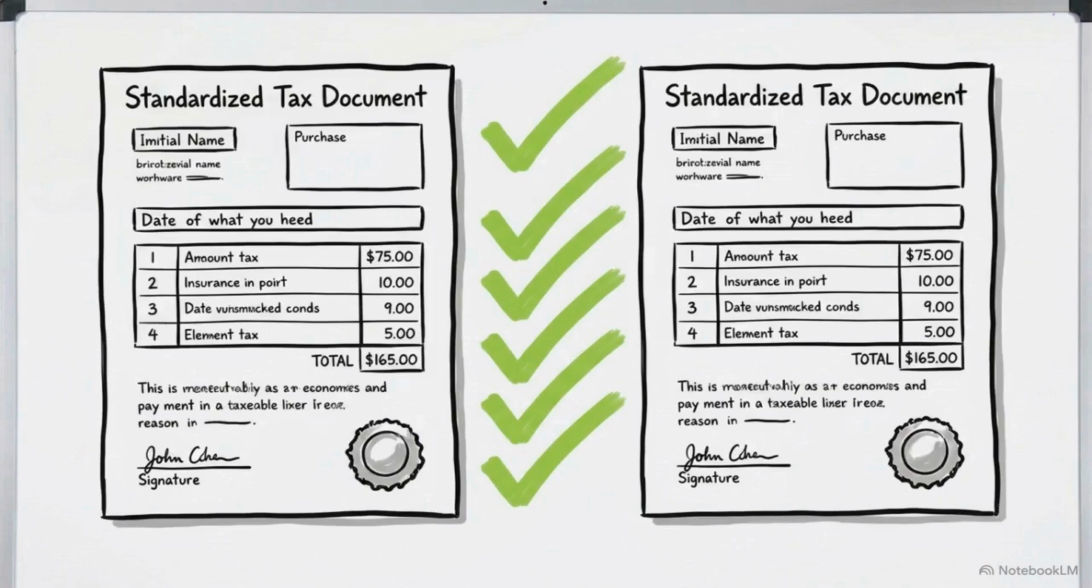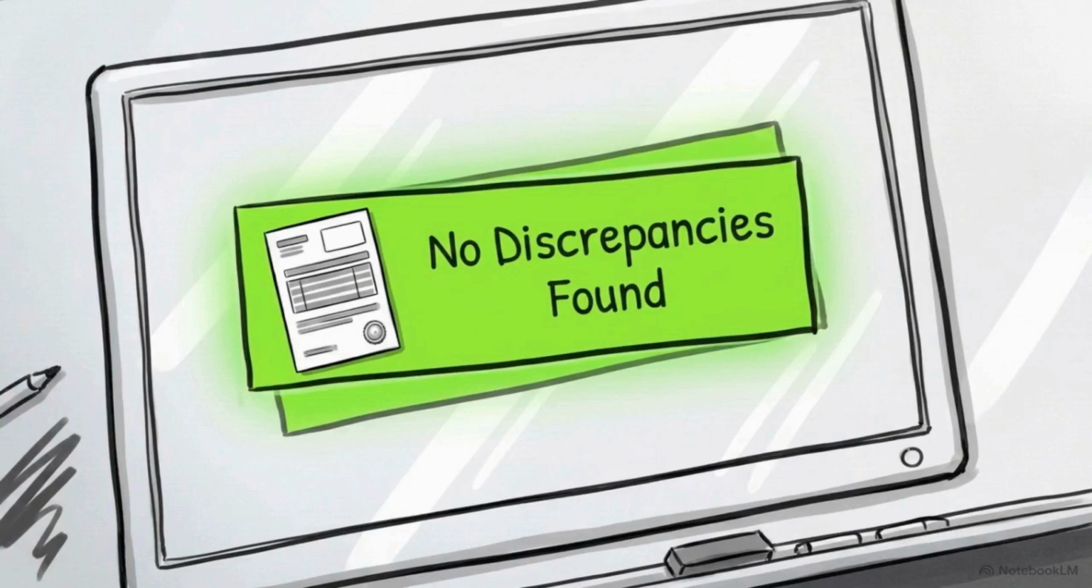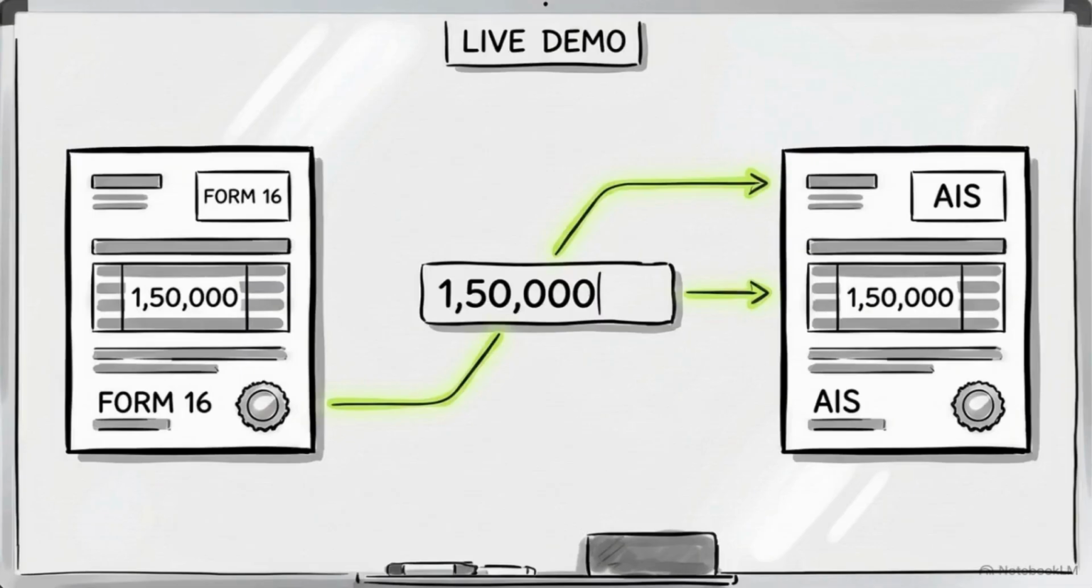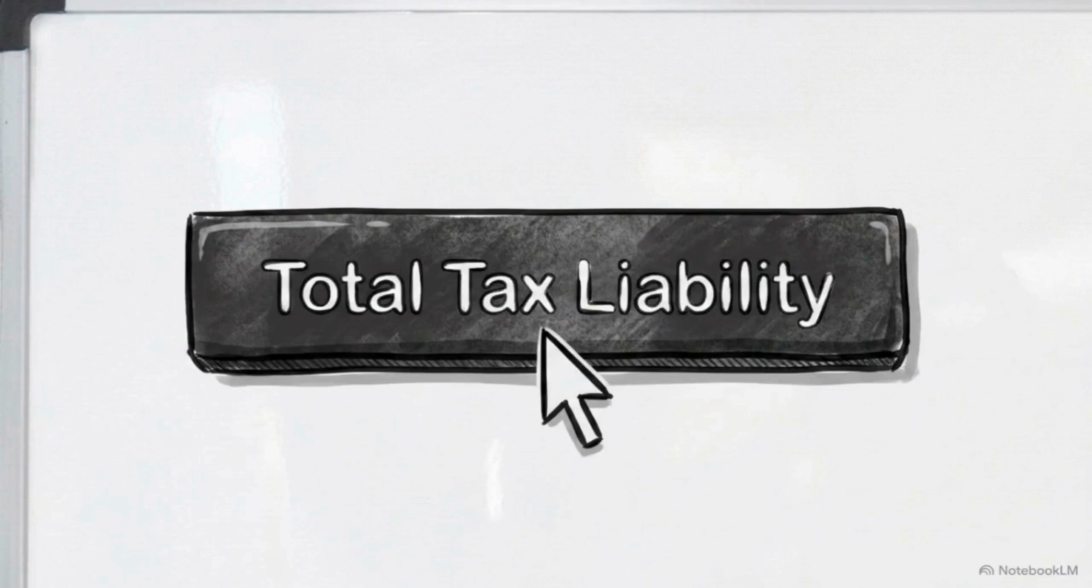Meticulously verifying this pre-filled data against your Form 16 ensures your math is flawless. This prevents automated demand notices for underreported income from the IT department later in the year. Next, move to the Taxes Paid section. Ensure the figures here perfectly match the tax deducted at source, or TDS, shown on both your Form 16 and your Annual Information Statement. Click the Total Tax Liability tab.